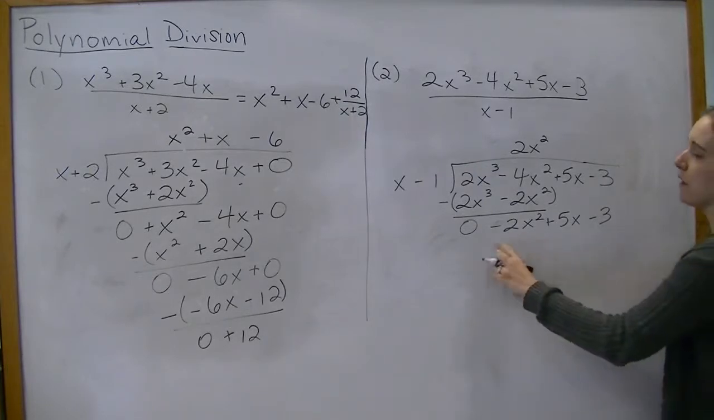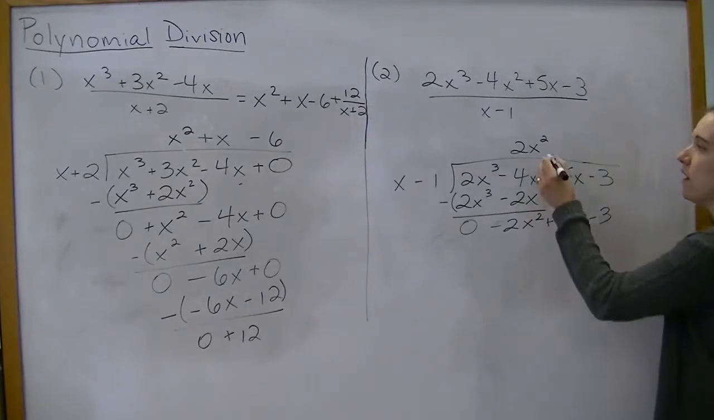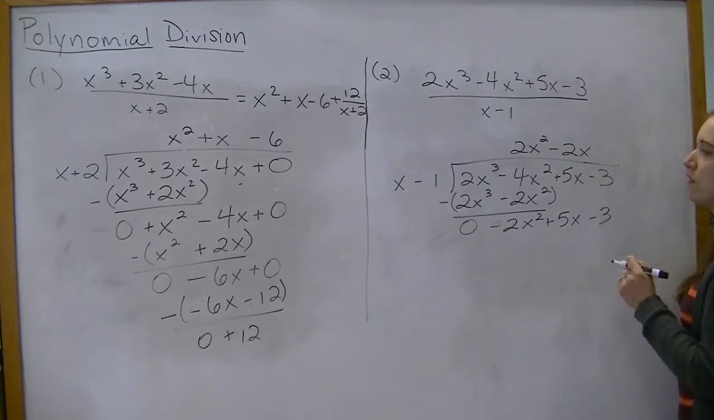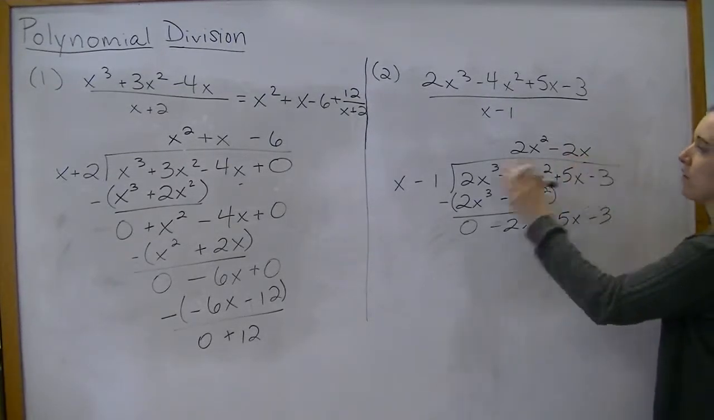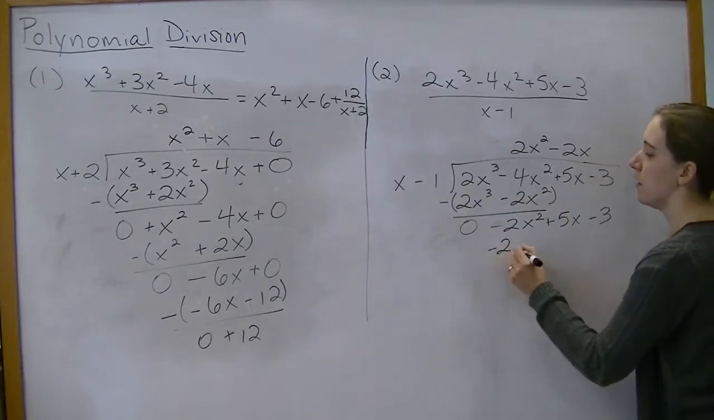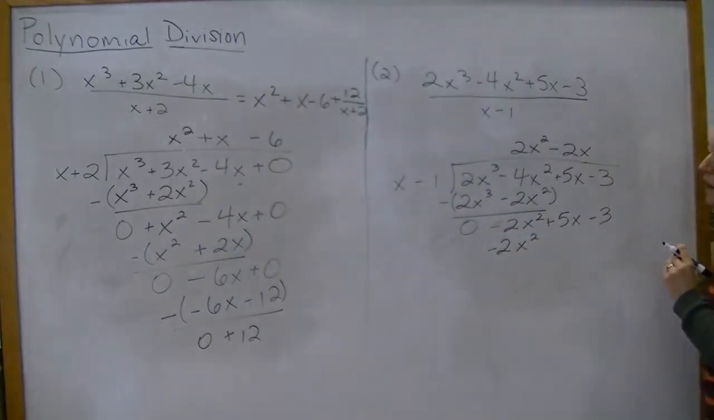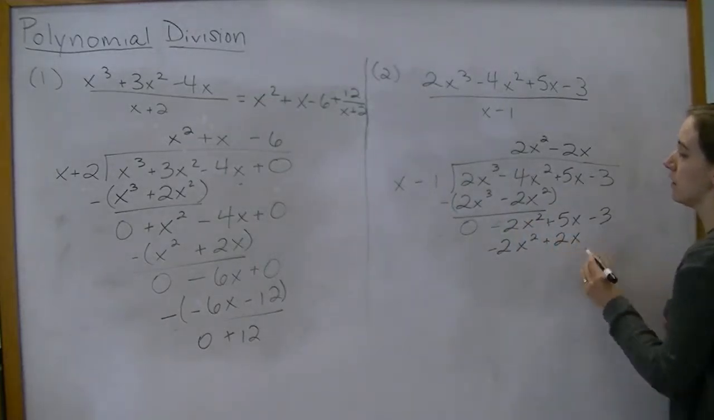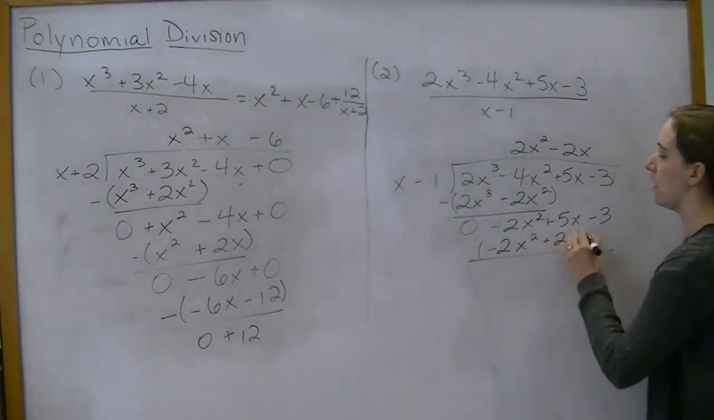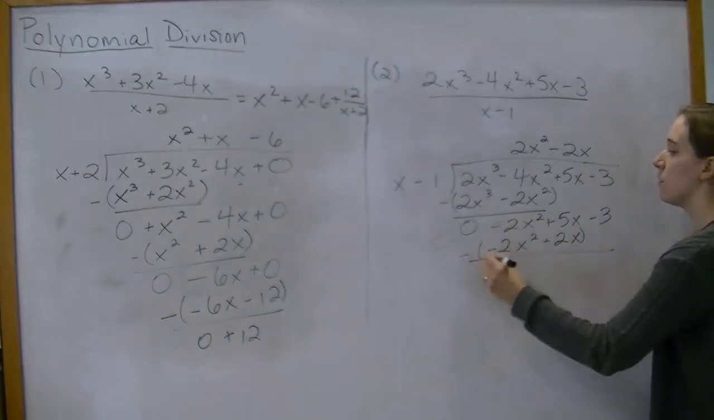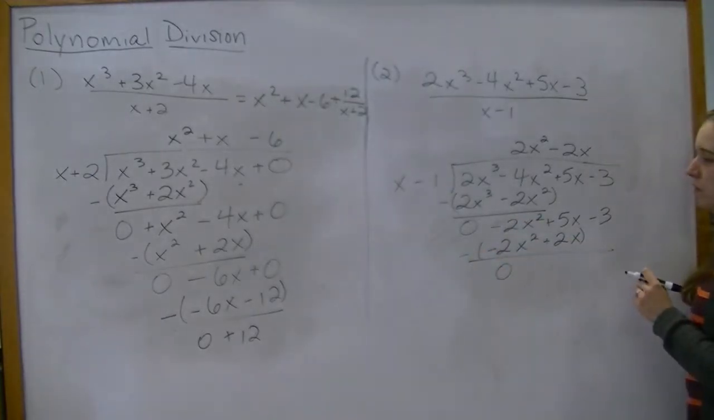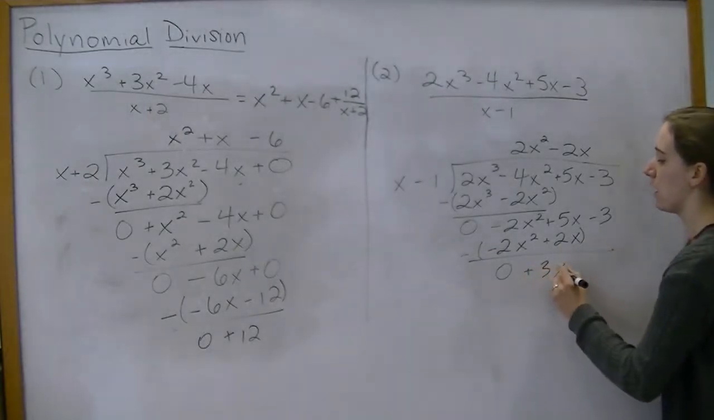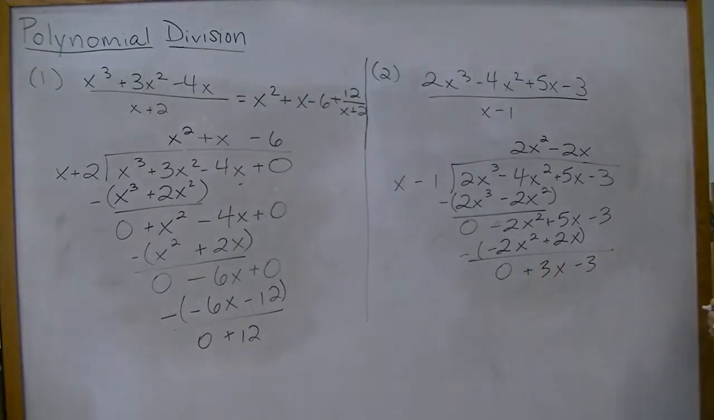Now I need to cancel out this negative 2x squared, so I need to multiply the x by negative 2 in order to get negative 2x squared. So negative 2x times x gives me negative 2x squared. Negative 2x times negative 1 gives me plus 2x. And again, subtract all this off. These will cancel, just like we want them to. Then I have 5x minus 2x, so I get a plus 3x. And then bring down my minus 3.